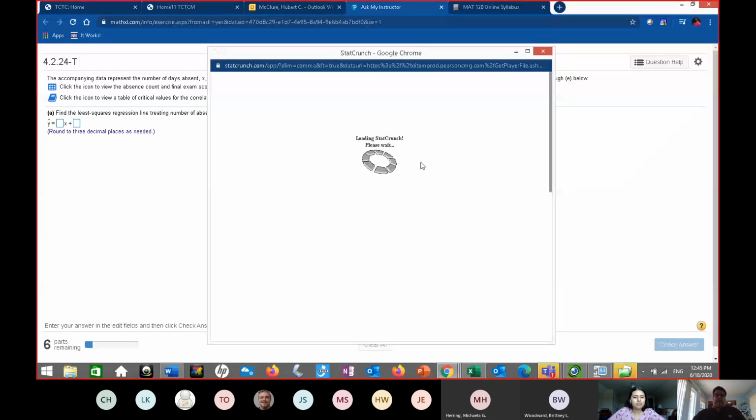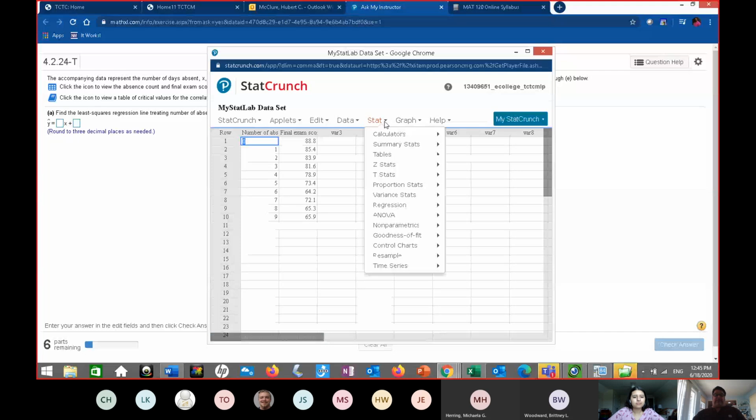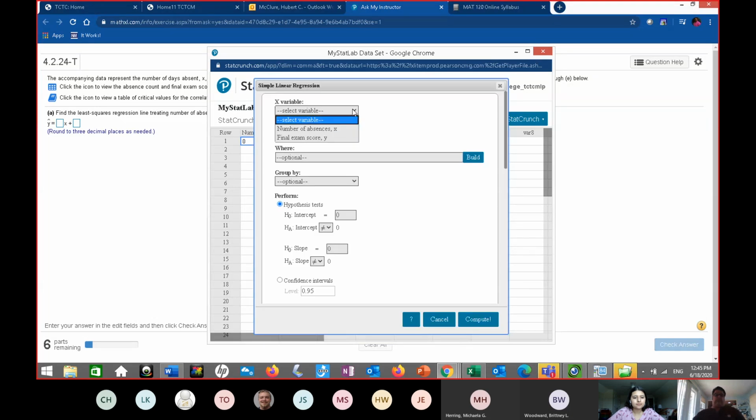That's one of the reasons I rebooted the computer. There we go. All right, everybody see that? StatCrunch, and I go to Stat, and you can do regression, which is what we're in right now. So you might want to do regression, simple linear, and then select the X and select the Y.